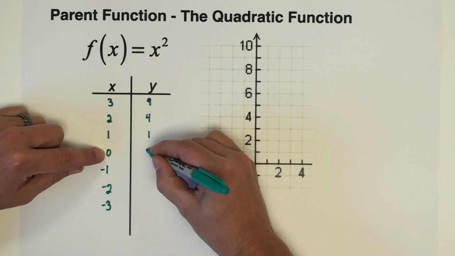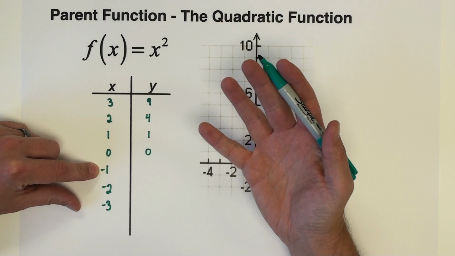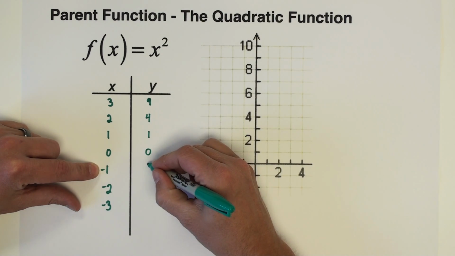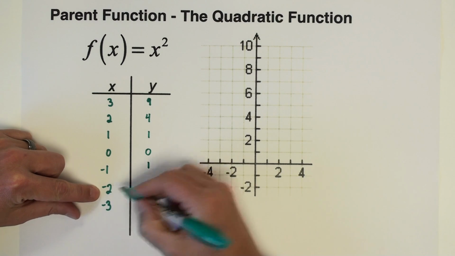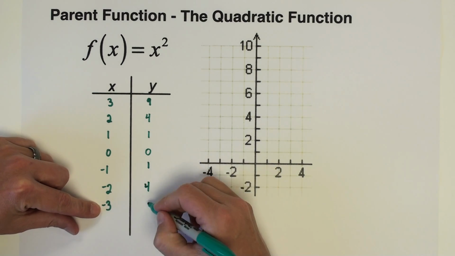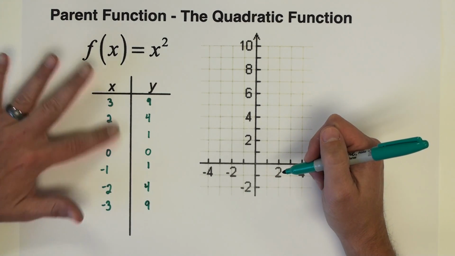0 squared is 0. -1 squared, so recall that when we square, we're taking it times itself. So this is -1 times -1, which is +1. -2 squared, likewise, is +4. And -3 squared is +9. So there's our table of values.